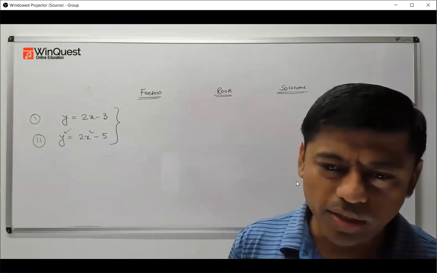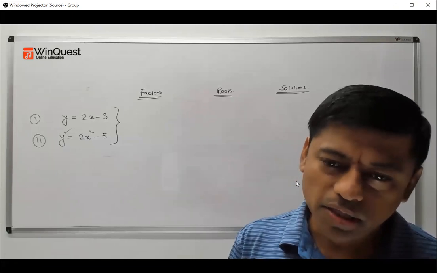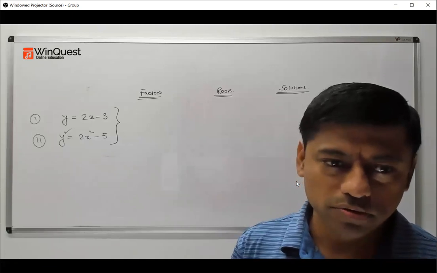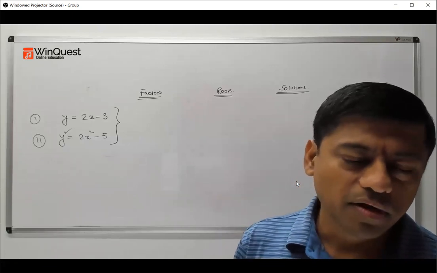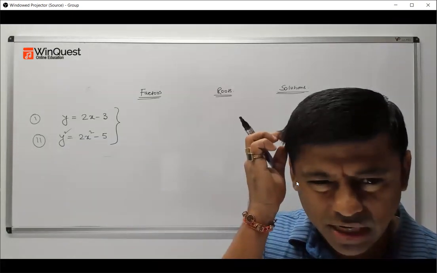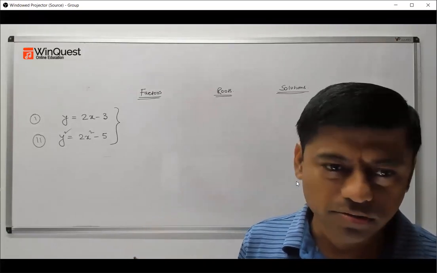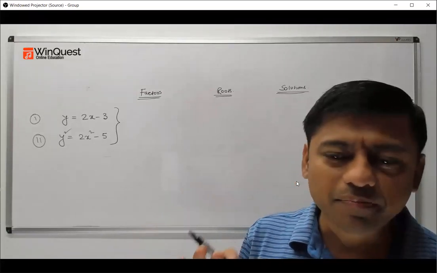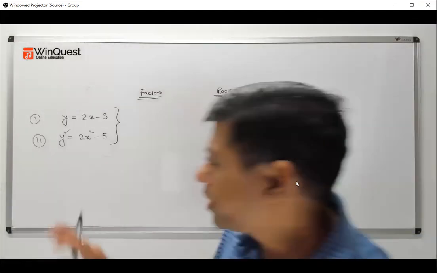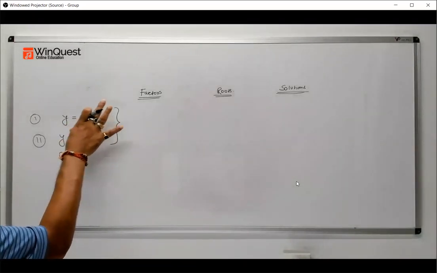In a quadratic equation, either the power of x is 2 or the power of y is 2, but not both. Because if both x square and y square are there, then it will probably become a circle or some other graph. It will not remain a quadratic equation. Quadratic means power is 2. So here the power is 2, and it is a quadratic equation.